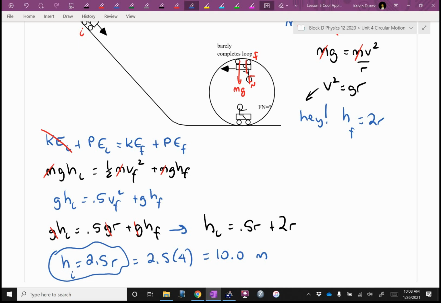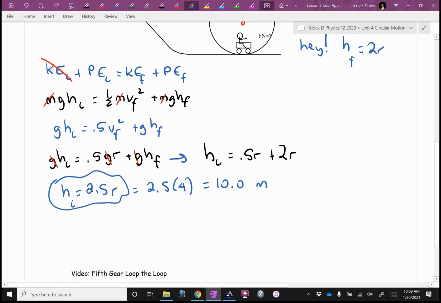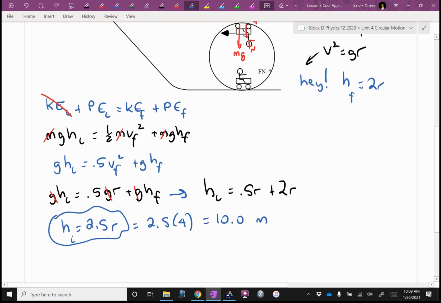Now, you heard me say, how many of you have been on a roller coaster with a circular loop? And when you raised your hand, I said, none of you have. Here's why. What does B want me to find? Where? At the bottom.